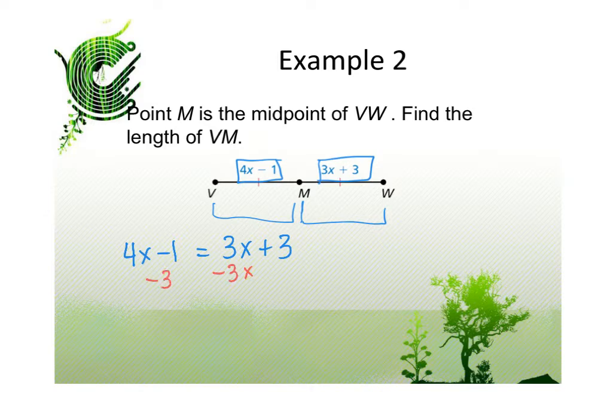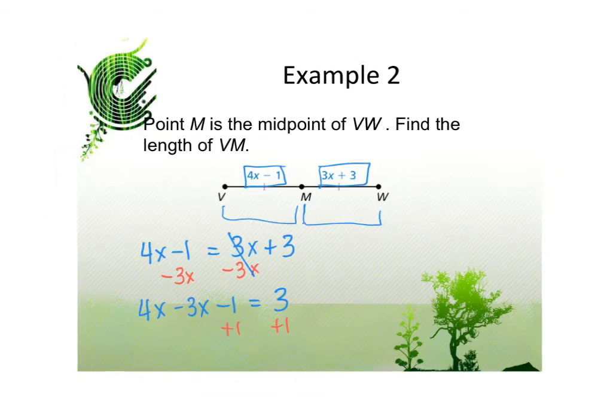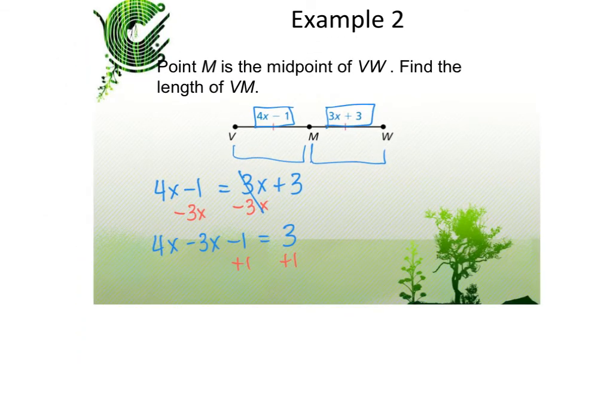Okay, so now we're left with 4x minus 3x minus 1 equals 3, because this is going to cancel. Next, we want to add 1 to both sides. And that will give us 4x minus 3x equals 3 plus 1, because these are going to cancel. So 4x minus 3x becomes x, just 1x, positive 1x, and this becomes 4.